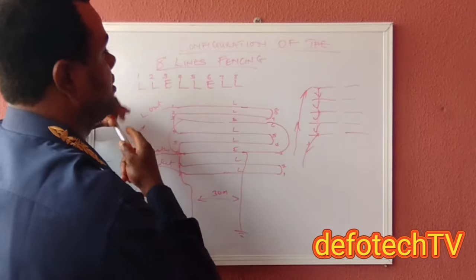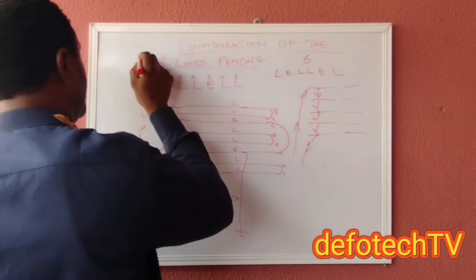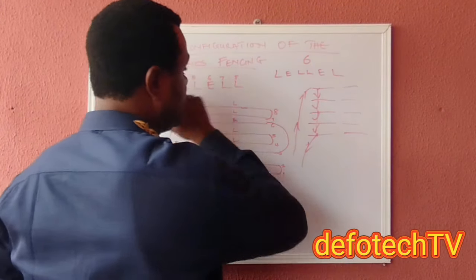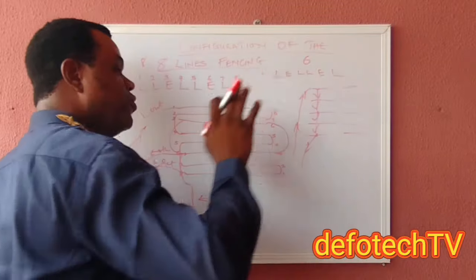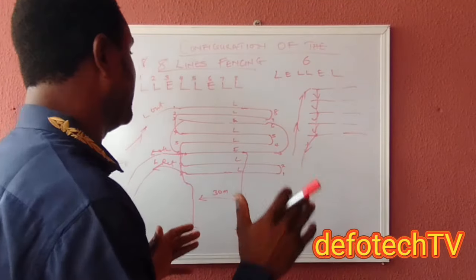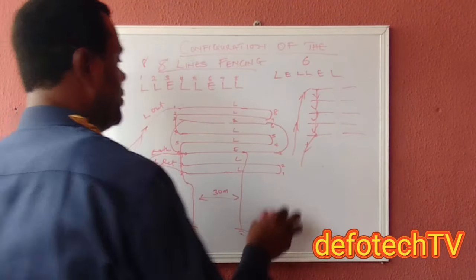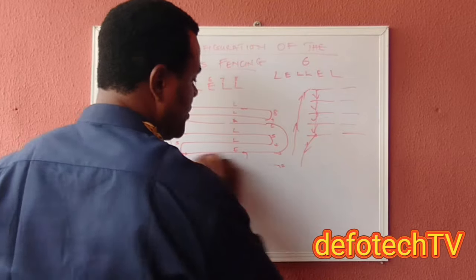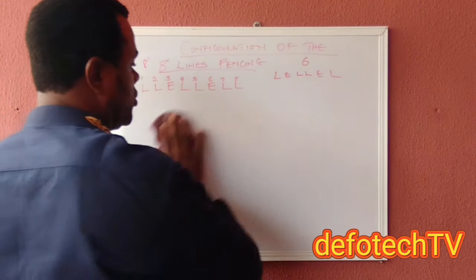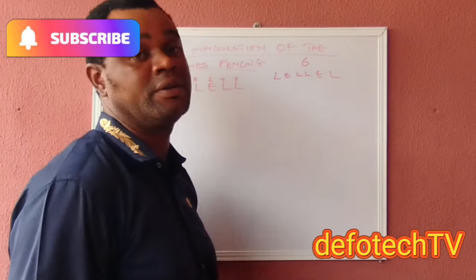All you need to understand is this. For the 6th line, you have live, earth, live, live, earth, live. This is for the 6 lines and this is for the 8 lines. So just note this configuration: live, live, earth, live, live, earth, live, live for the 8, and for the 6 it is live, earth, live, live, earth, live. Before you do any of your looping, you want to loop your fence, have this at the back of your mind. If you understand this, you understand this also. So, I hope this is able to clear every one of the misconceptions we're having, to understand that if you understand any of them, the 6 or the 8, then you are good to go.